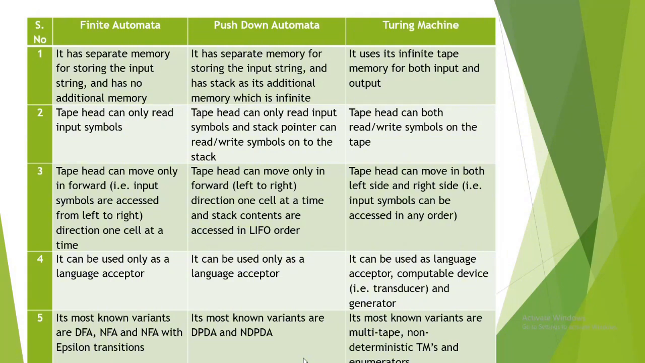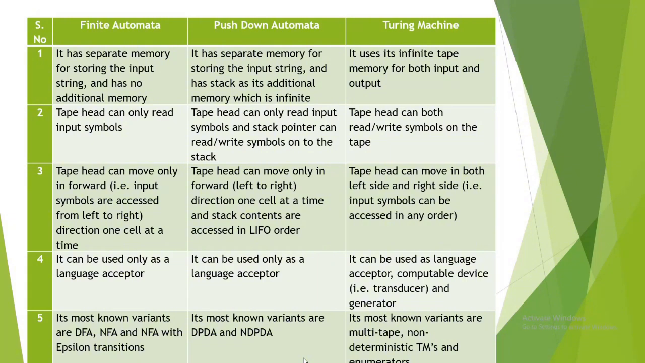Third difference: the tape head can move only in the forward direction in finite automata. In pushdown automata, the tape head can move only forward, and the stack is accessed in last-in-first-out order because a stack is used for storing the memory. In Turing machine, the tape head can move both left and right. Input symbols can be accessed in any order.